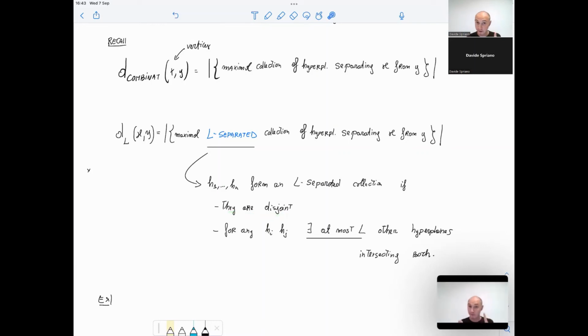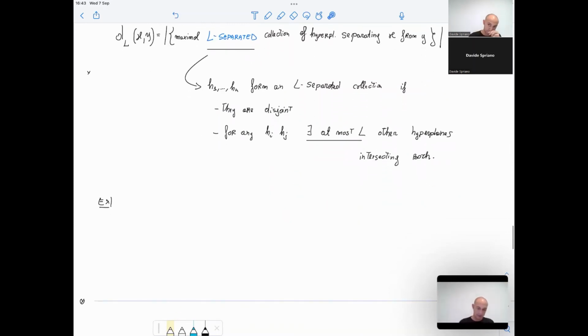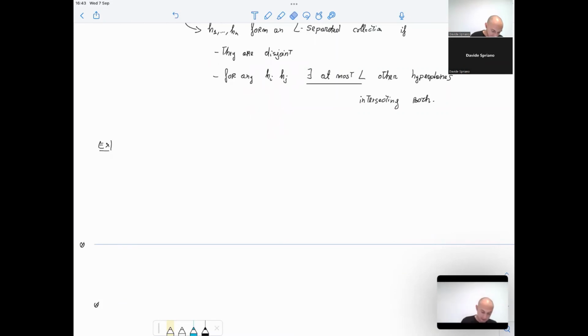Okay, so this is the first difference. We're just considering collections of disjoint hyperplanes, whereas before it was any collection, as long as it's separating. And then this is the most technical condition: whenever I take Hi and Hj in my collection, there exist at most L other hyperplanes that intersect both. So the picture is that I have two hyperplanes in my collection, and I can only find L that intersect both. Let's see this in a picture.